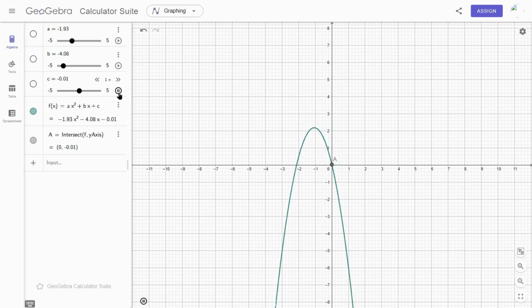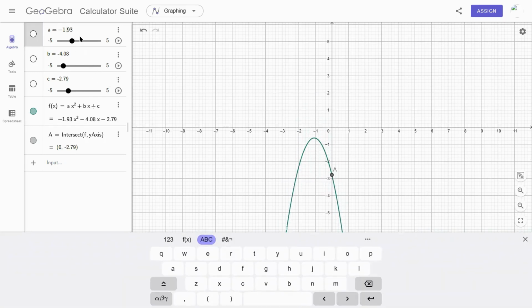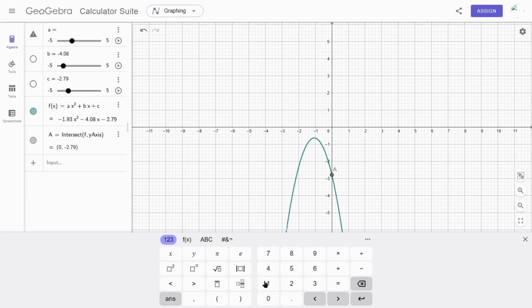Now let's find the roots of the equation. GeoGebra marks the points where the graph intersects the x-axis. These x coordinates are called roots or zeros of the polynomial. Let's try a few new examples.